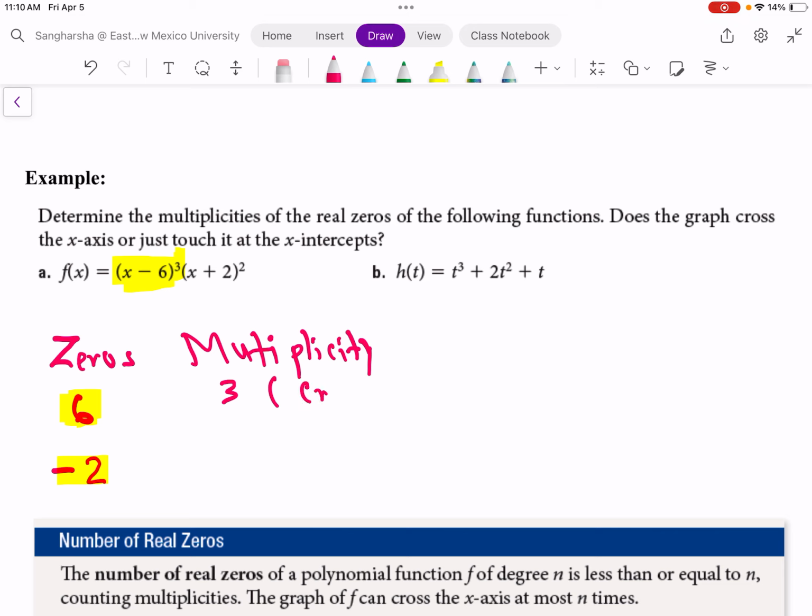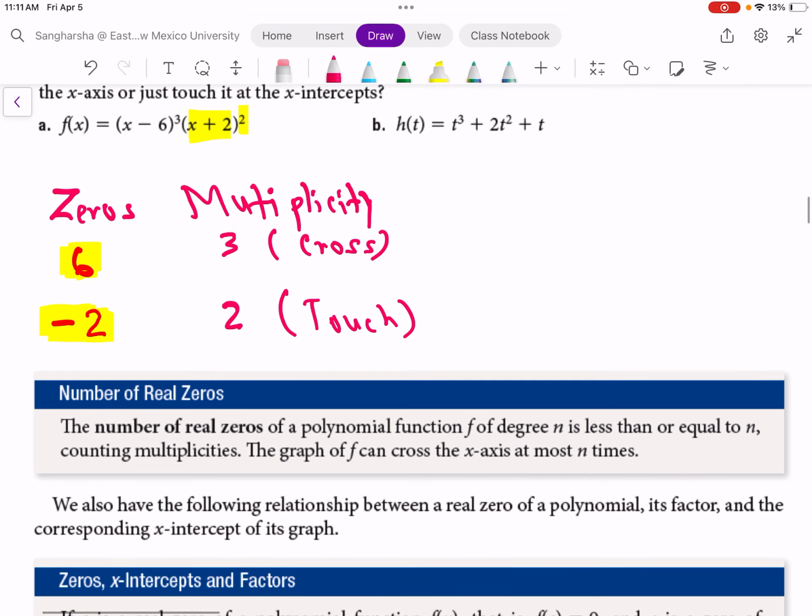Okay. Now let's take the next factor. So we have x-intercept -2 and this is from this factor. This factor is repeated 2 times. It means 2 is the multiplicity. It is an even number. So the graph touches the x-axis at this -2. Okay, so when we draw a graph here, your graph must cross the x-axis at 6 and only touch the x-axis at -2. Okay, now let me go back to our previous graph here.